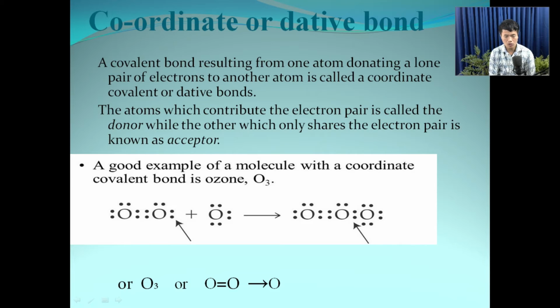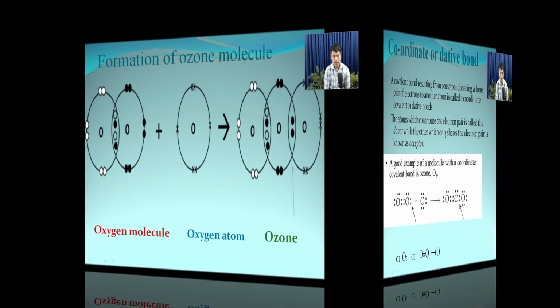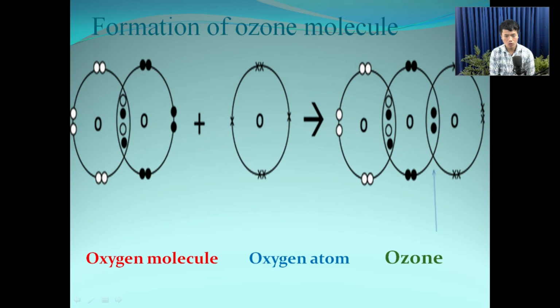So when this oxygen molecule and an oxygen atom combine together, they form ozone. The atom which contributes the electron pair is called the donor, while the other which only shares the electron pair is known as the acceptor. And we can write ozone as O3 or O2→O, and we need to put an arrow towards the oxygen atom. Here let us see the formation of the ozone molecule.